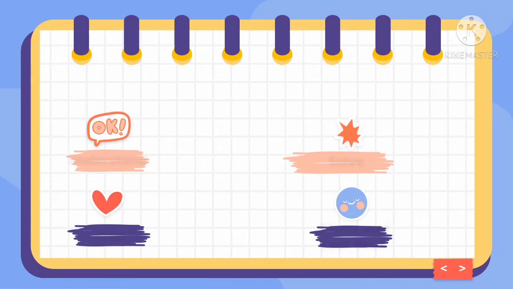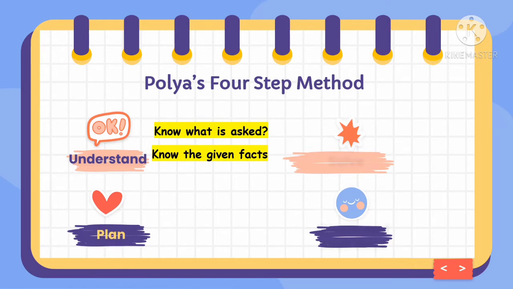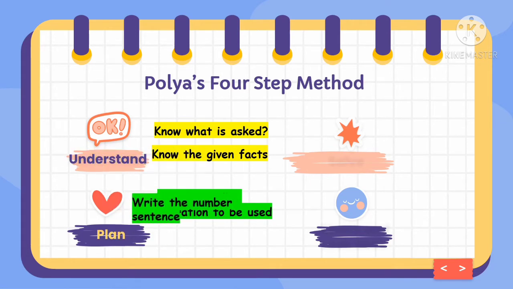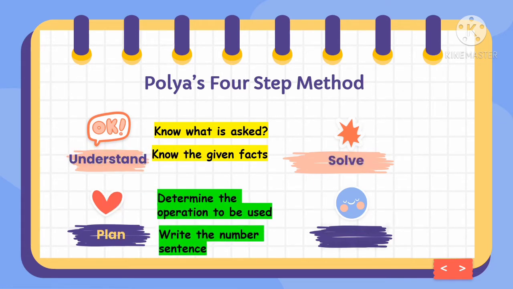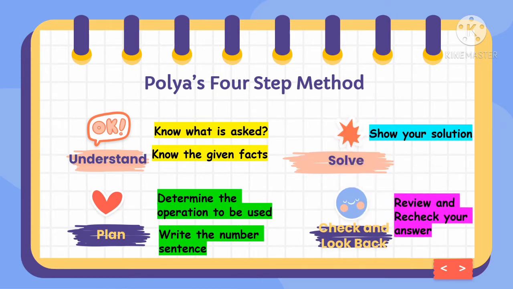Again, when we solve a routine problem, we're going to use Polya's 4-step method. So, we have to understand first the problem by knowing what is asked and knowing the given facts. Then, second step is plan. So, determine the operation to be used and write the number sentence. Third step is solve, wherein you're going to show your solution. And the fourth step is to check and look back. Review and recheck your answer, then state your answer completely.